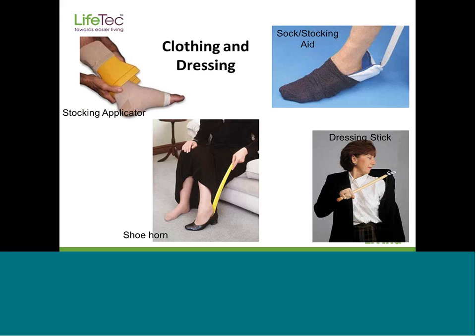Clothing and dressing. So stocking applicators. The one pictured in the top left is the Easy As. So this is a rigid plastic structure designed to assist with fitting closed and open pressure garments to upper and lower limbs. Available in 3 sizes, so the yellow is the medium size, and an optional handle can be attached to pull up the applicator.